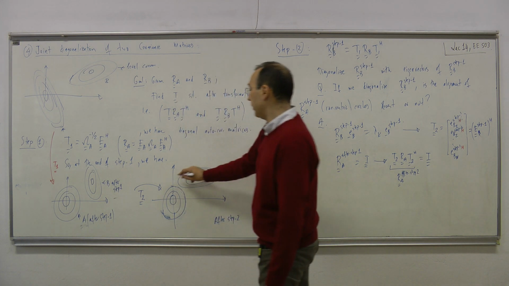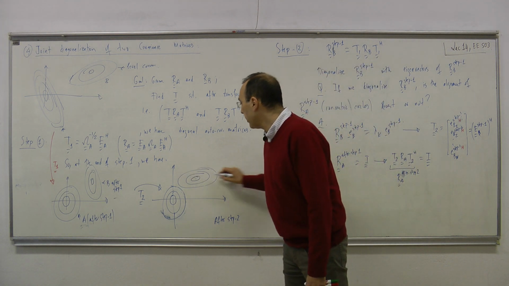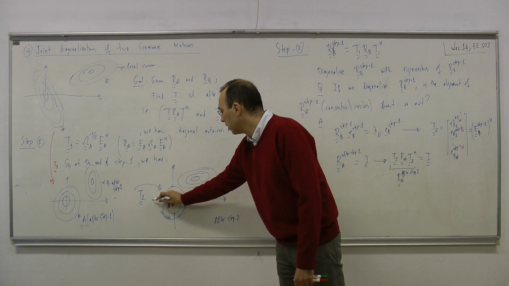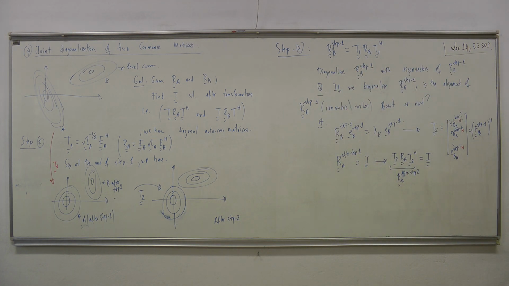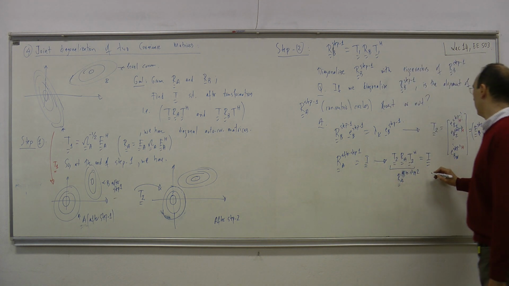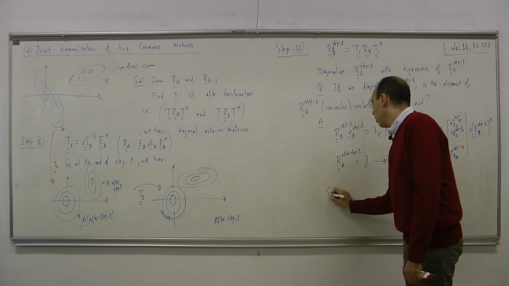What I see is alignment, as you see. The major and the minor axes of the ellipses align with the axes of my representation. Okay? That is it. That is the end. So what is my final answer?